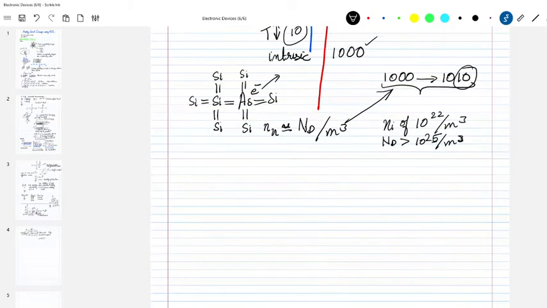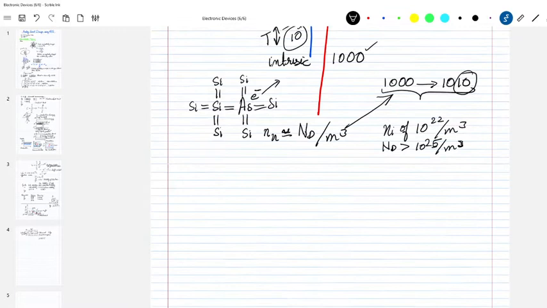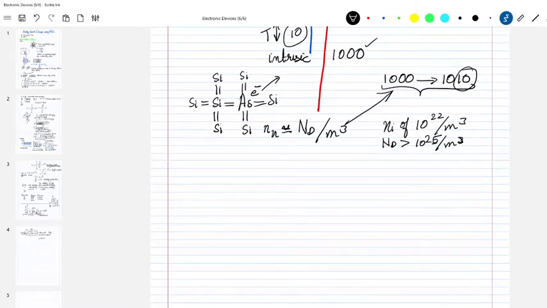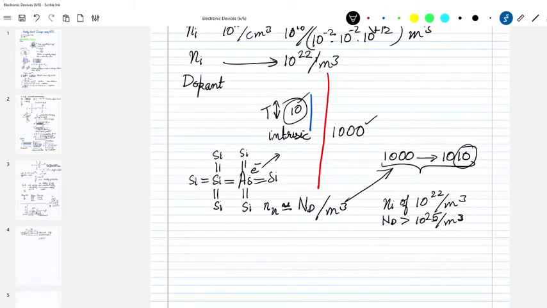So this type of material, where there are excess electrons which are independent of temperature, these are known as extrinsic semiconductors. These are known as n-type semiconductors. So this is what you call an n-type semiconductor.